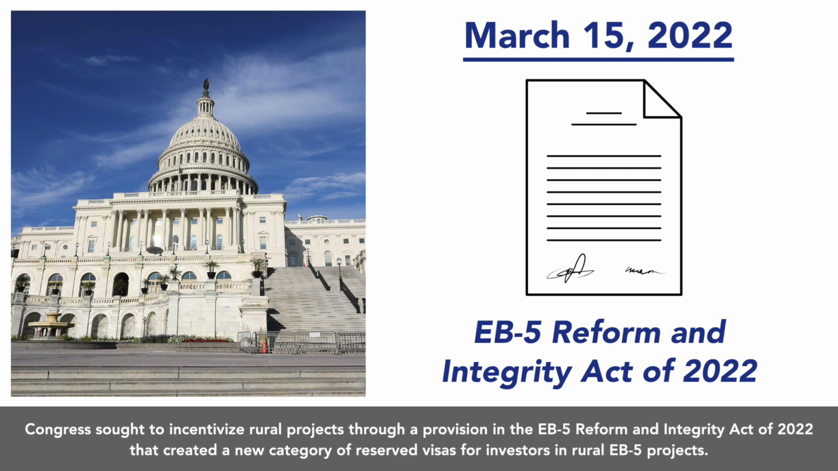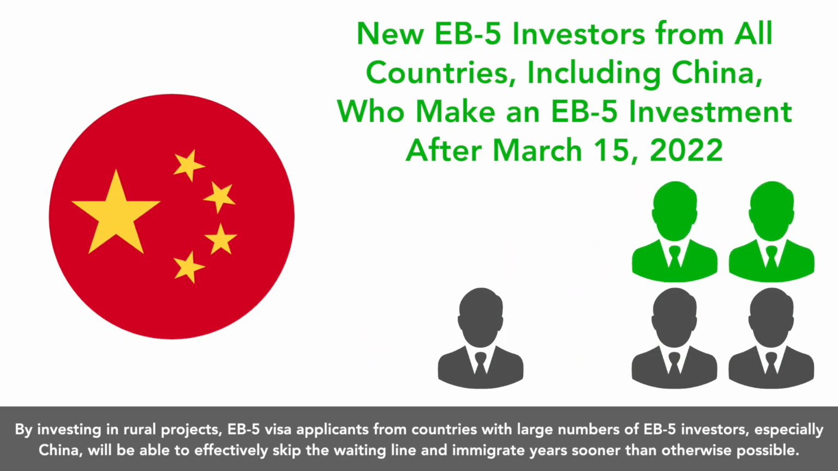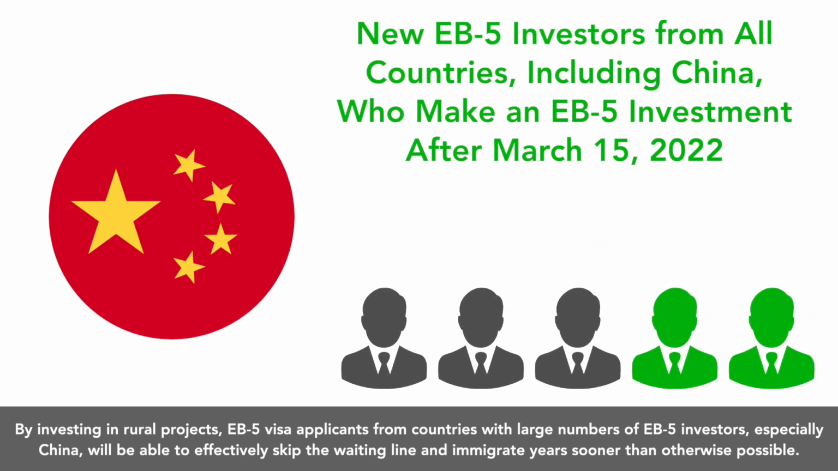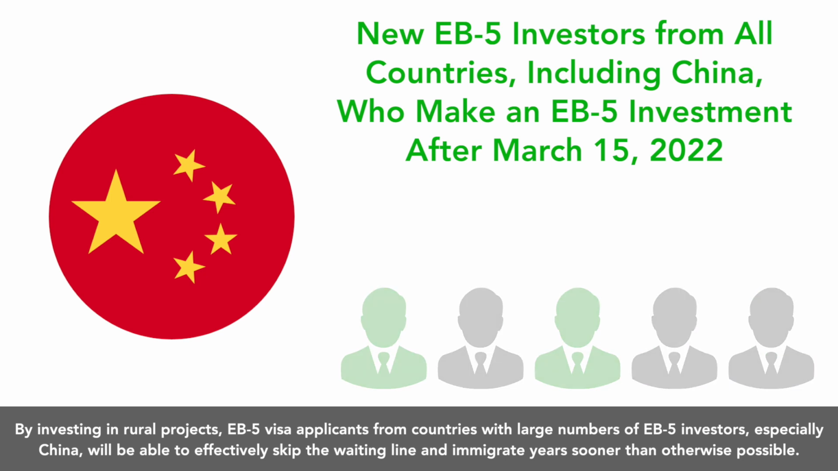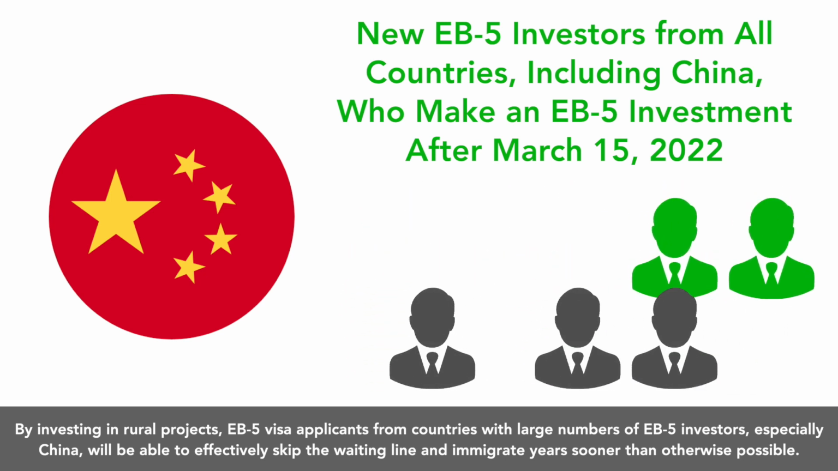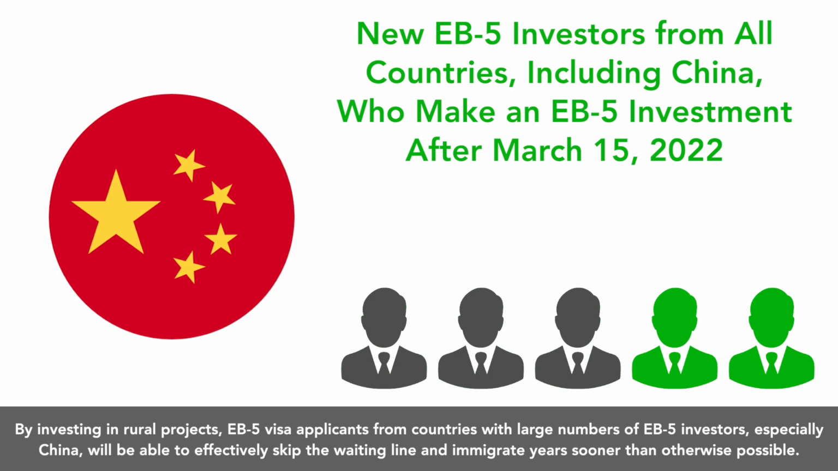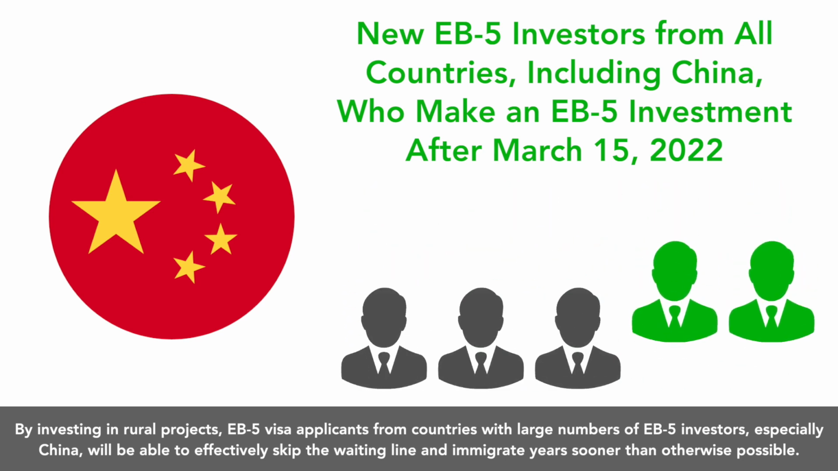Congress sought to incentivize rural projects through a provision in the EB-5 Reform and Integrity Act of 2022 that created a new category of reserved visas for investors in rural EB-5 projects. By investing in rural projects, EB-5 visa applicants from countries with large numbers of EB-5 investors, especially China, will be able to effectively skip the waiting line and immigrate years sooner than otherwise possible.